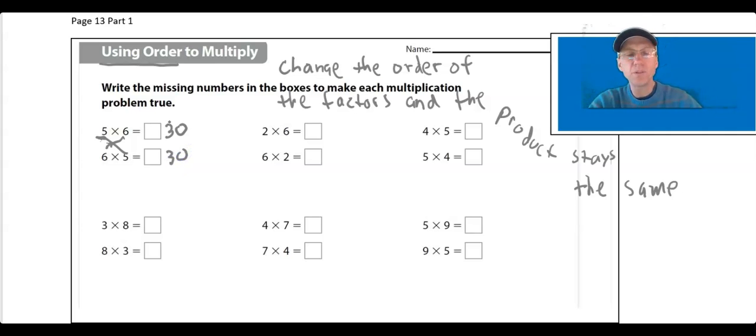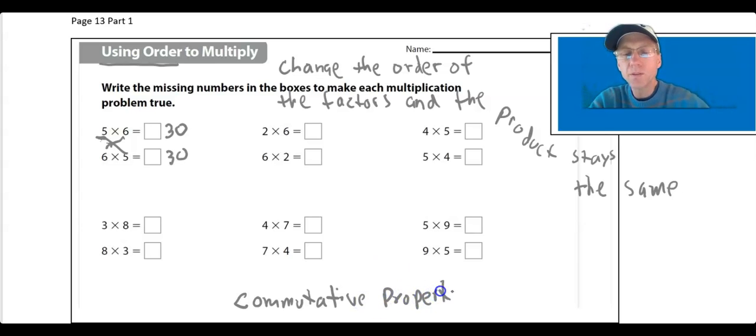What's the name of that property? Starts with a C, by the way. Give me a C. 1, 2, 3. Say it. Commutative property. Sounds like something in Monopoly, right? The commutative property. 2 times 6 is 12. So guess what? 6 times 2 is, you got it, 12.